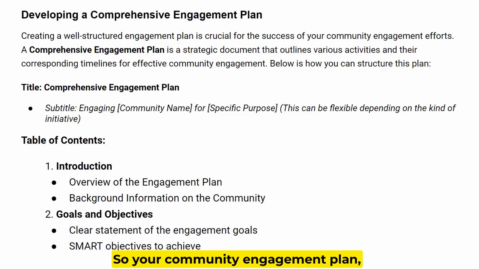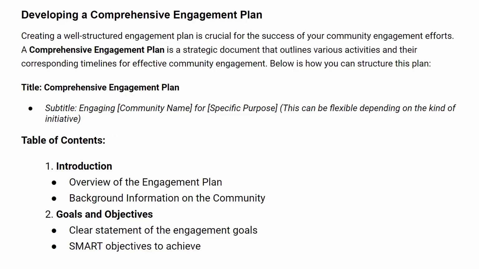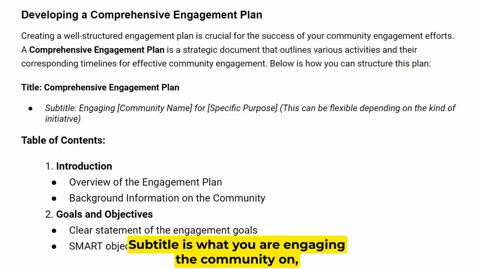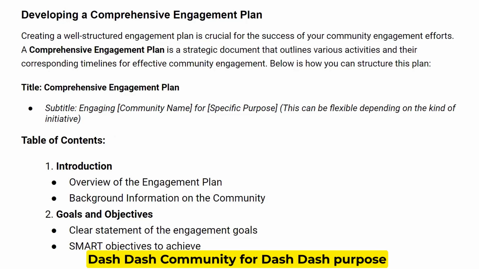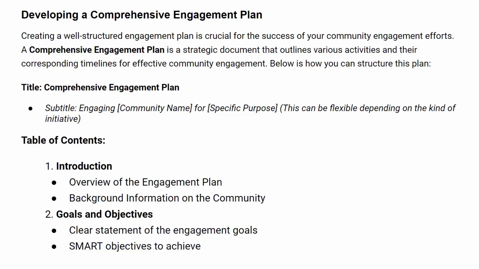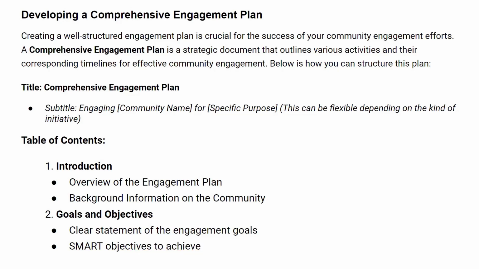Your community engagement plan, your comprehensive engagement plan, must have a title. It must have a subtitle, which is what you are engaging the community on. So your subtitle can be something like engaging dash dash community for dash dash purpose, which can be flexible depending on the kind of initiative you are embarking on. Your plan must also have a table of contents.